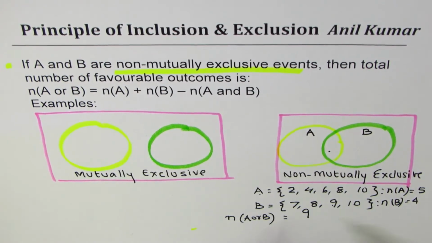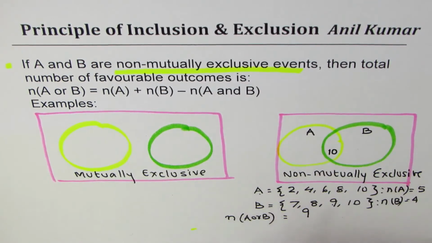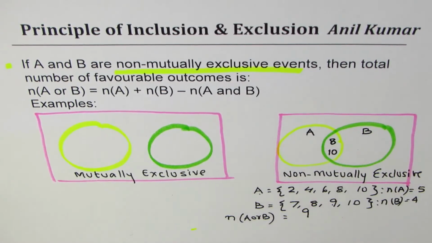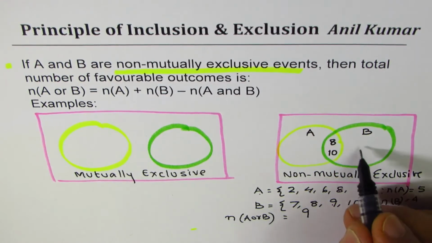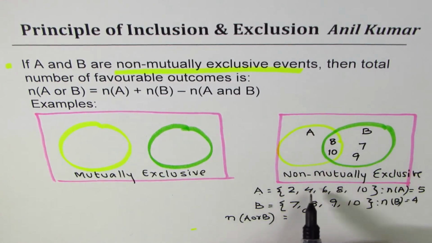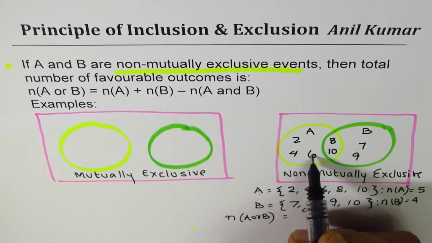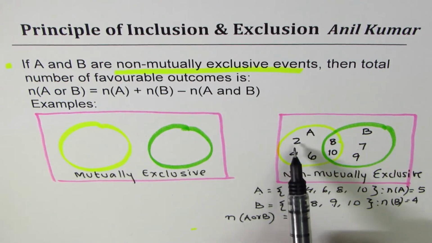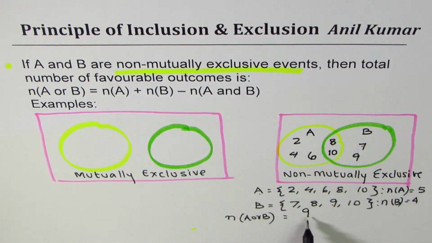Let's see how. In A and B, 10 is common to both, so we write 10 here. 8 is also common, so that is 8 here. Now the other elements I can write for B are 7 and 9. For A, I could write 2, 4, 6. So if you count the total number of elements, how many do you get? 1, 2, 3, 4, 5, 6, 7, not 9.